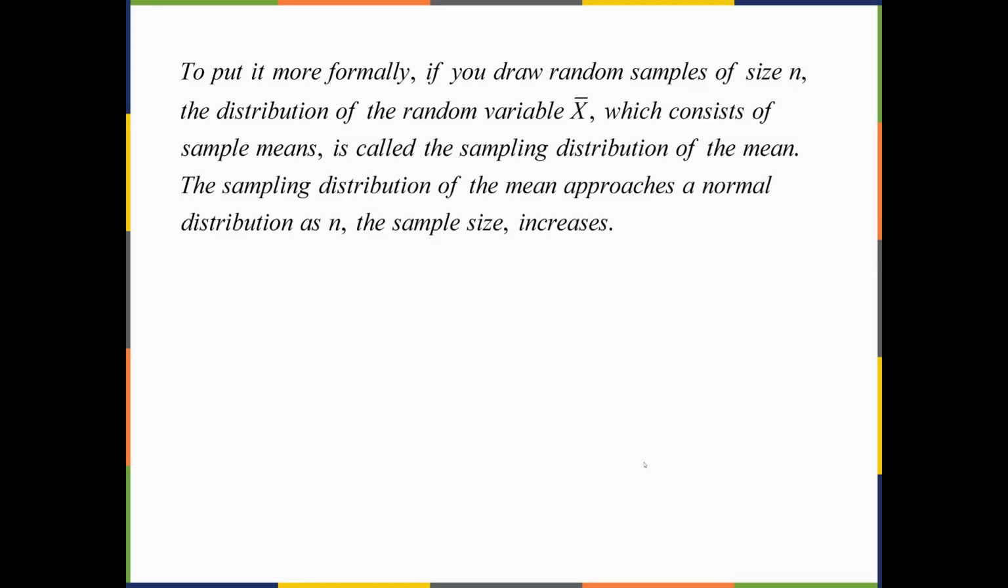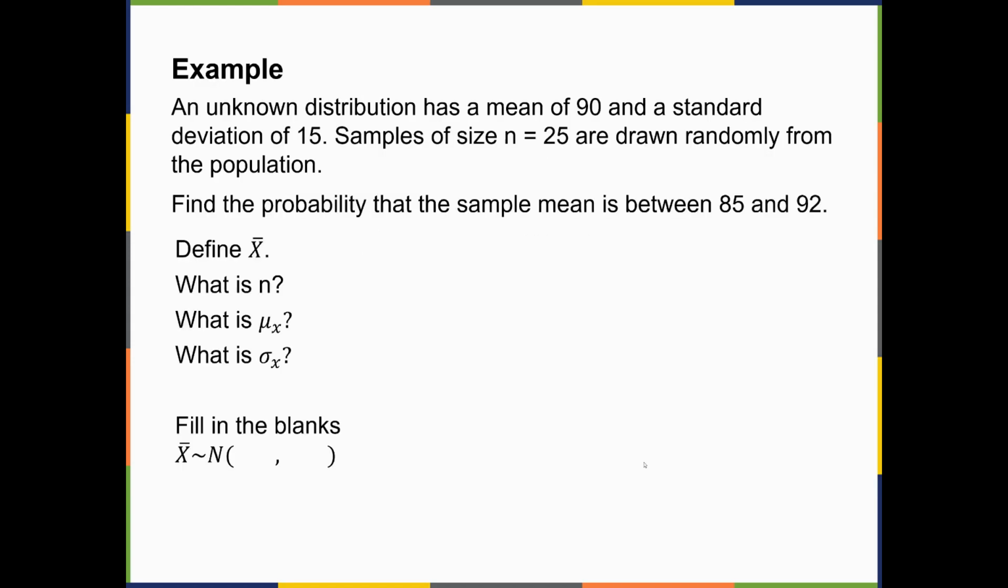Okay, so to put it formally, if you draw random samples of size n, the distribution of the new random variable x bar, the sample distribution, which consists of data values that are sample means, is called the sampling distribution of the mean. And the sampling distribution of the mean approaches a normal distribution as the sample size increases. So let's do some examples.